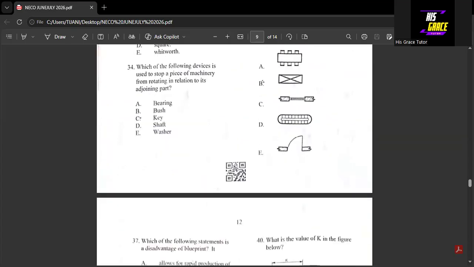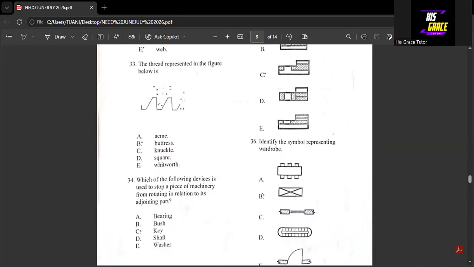Then question 34 says, which of the following devices is used to stop a piece of machinery from rotating in relation to its adjoining part? So we use a key. We put the key in between them so that they rotate together, and one will not be rotating on its own while the other is also rotating on its own. We want both of them to rotate together at the same time. So the answer to question 34 is option C. We use the key to join both of them together.